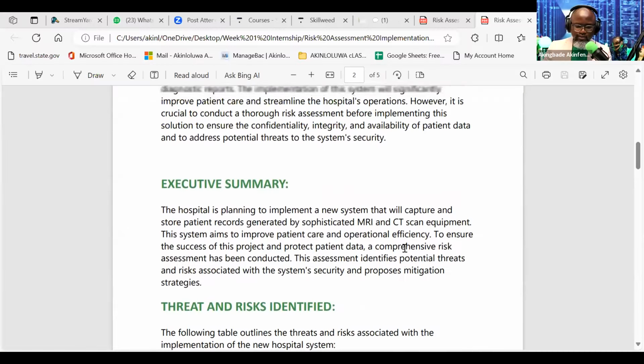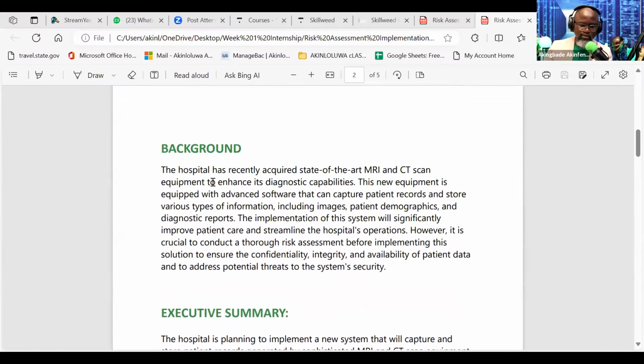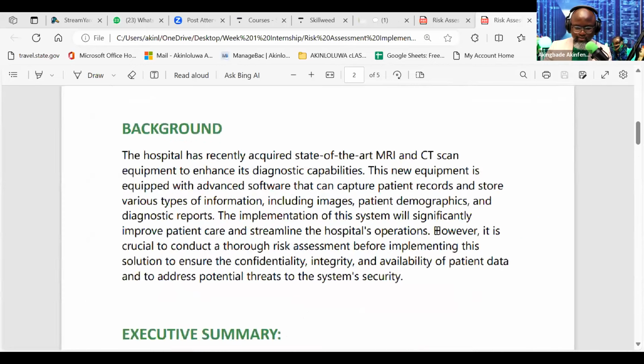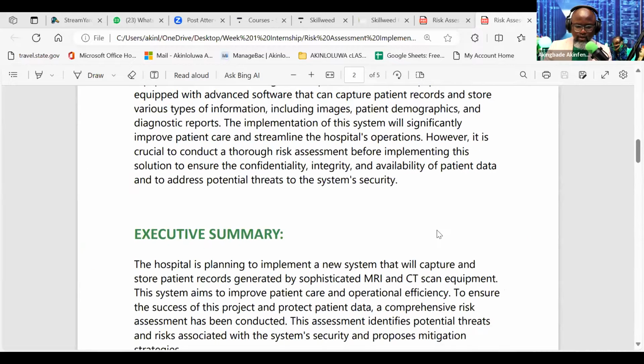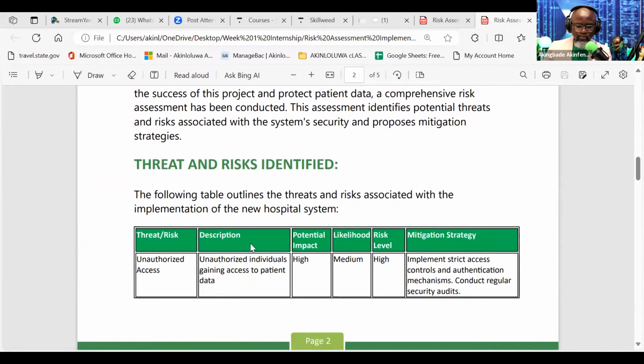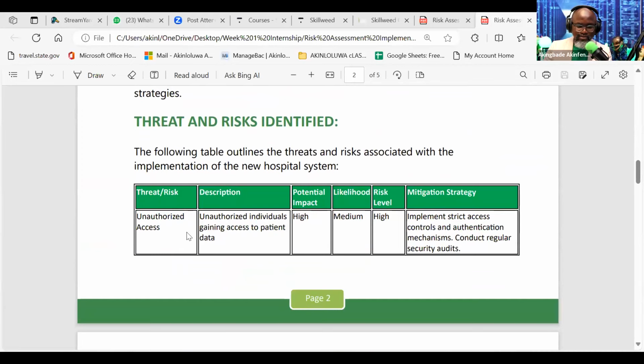So this is documentation that talks about the scenario. A hospital just acquired new equipment. Now they need to do a risk assessment, right? So this is the documentation. This is the executive summary about it. We identify the threats and the risks in general.